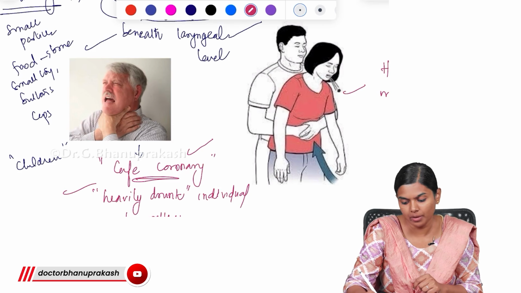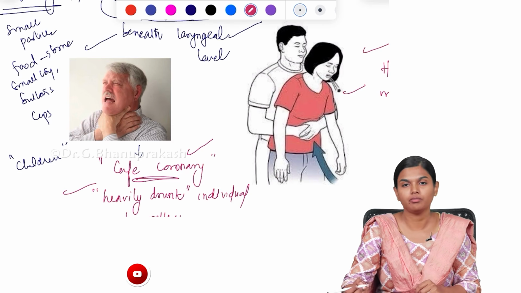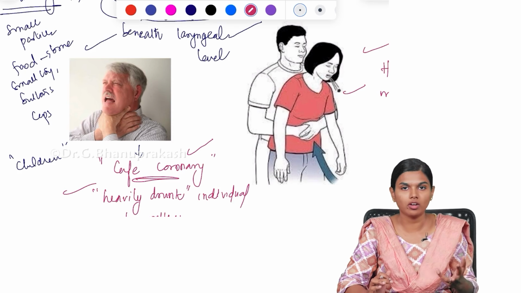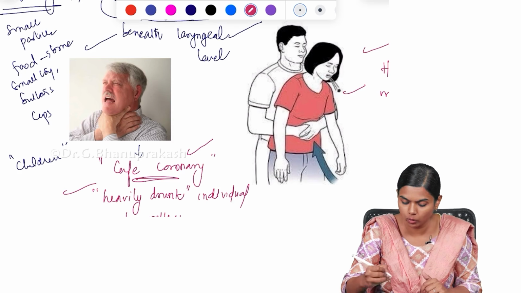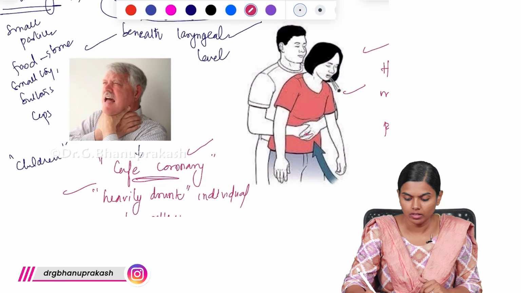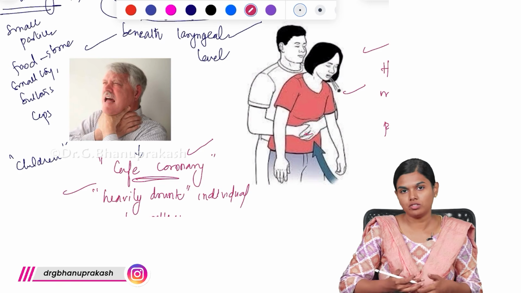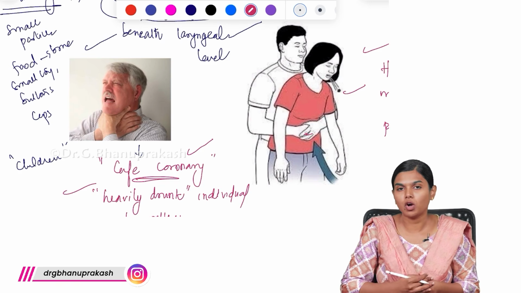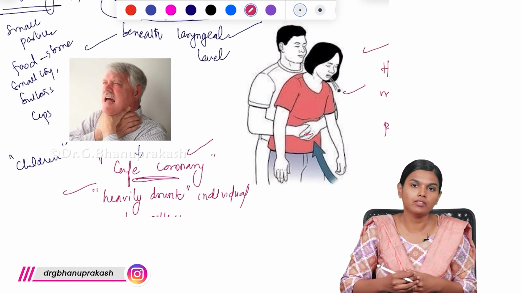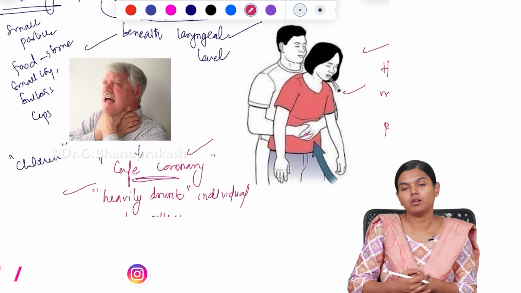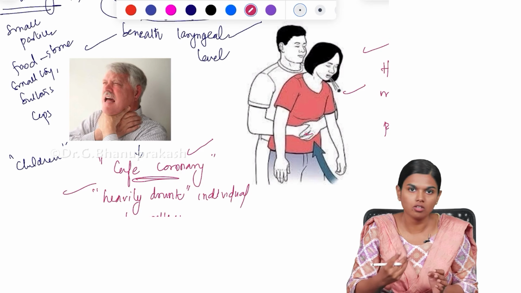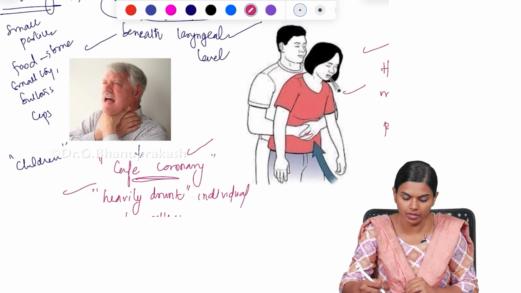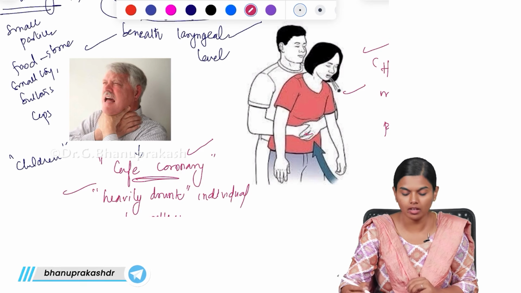This Heimlich maneuver is something that we use to relieve choking or cafe coronary. What they will do is give pressure just below your sternum, over your upper abdomen, and give a push. They will just push it, and the bolus or the particle will come out of the mouth. So this is the Heimlich maneuver.